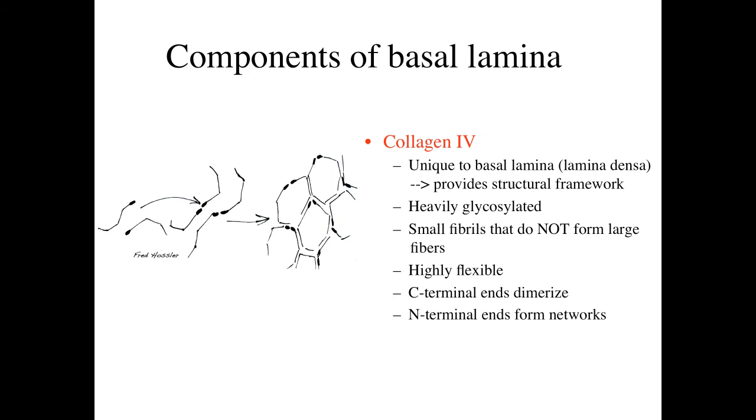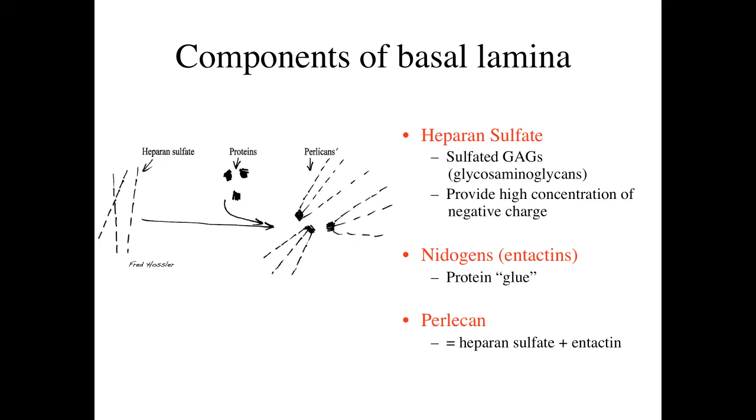It is heavily glycosylated. Collagen 4 forms relatively small fibrils that do not form the large fibers that you studied in biochemistry. Collagen 4 is highly flexible. The C-terminal ends can dimerize, as suggested in this cartoon, and the N-terminal ends might form networks with each other. Heparan sulfate is another component of basal lamina. Heparan sulfates are basically sulfated glycosaminoglycans. These sulfated glycosaminoglycans provide a fairly high negative charge to the basal lamina. There are other proteins like entactins that form almost like a glue type structure. And then finally perlecans, which are larger components that are combinations of heparan sulfate and some of the various entactins or protein glues.